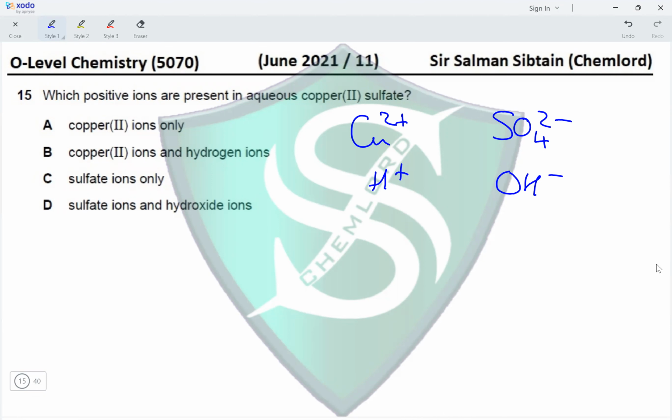So option A has copper only, it is neglecting hydrogen. B has copper and hydrogen. This is correct. C has sulfate, which would be an anion, and D has sulfate and hydroxide, which would both be anions present. So this makes option B the correct option for this question.